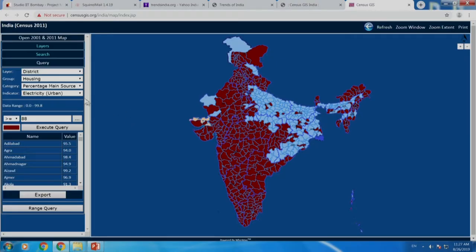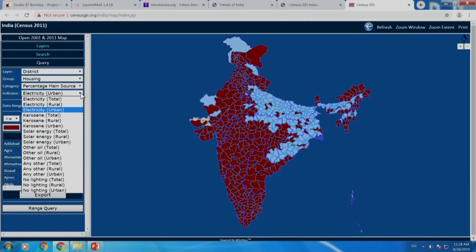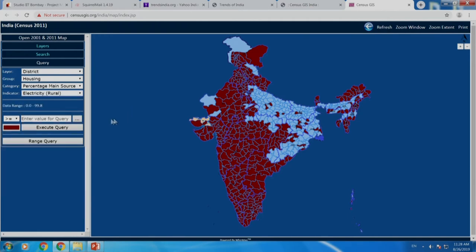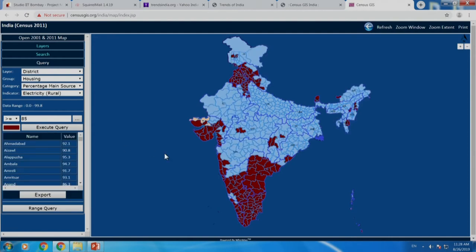But then let us ask ourselves, urban India is fine. What happens to rural India? So we go to electricity rural and try to ask that same cutoff, 85%. Now you suddenly see your South Indian states and up in the north, Punjab, Haryana, Himachal, Uttarakhand, they are much more fortunate than their other counterparts. Let us lower our bar and say 80%. You suddenly start finding this. You ask yourself, okay, let us go to 70%.